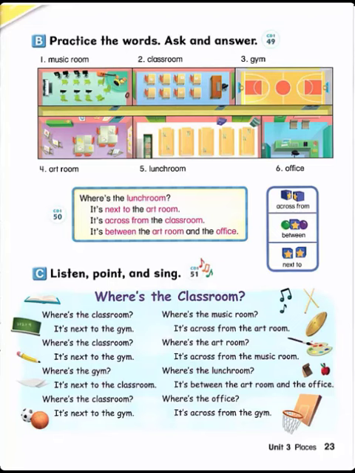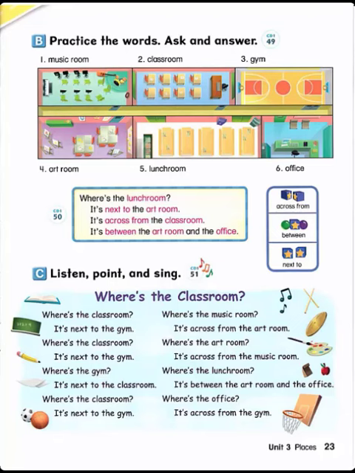Number 1. Where's the music room? It's next to the classroom. It's across from the art room. Number 2. Where's the classroom? It's across from the lunchroom. It's between the music room and the gym. Number 3. Where's the gym? It's next to the classroom. It's across from the office. Number 4. Where's the art room? It's next to the lunchroom. It's across from the music room.